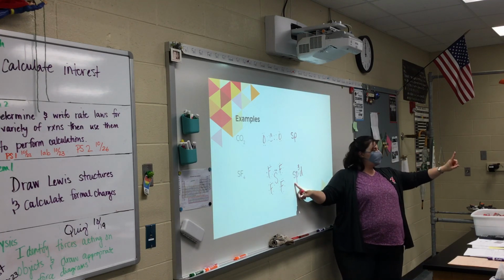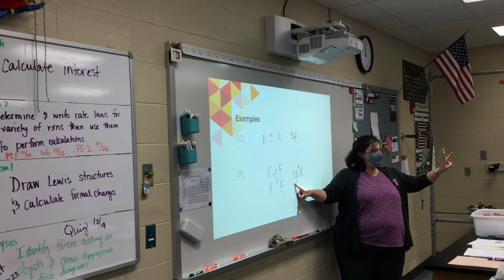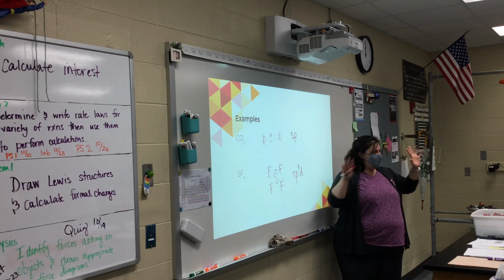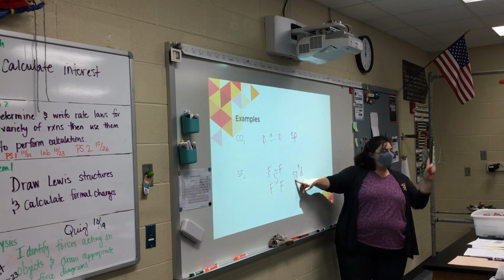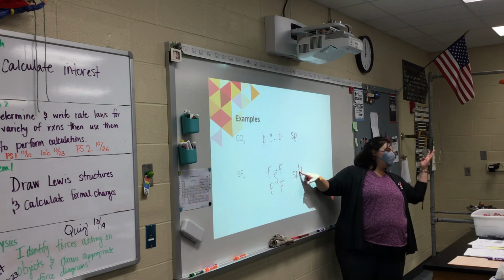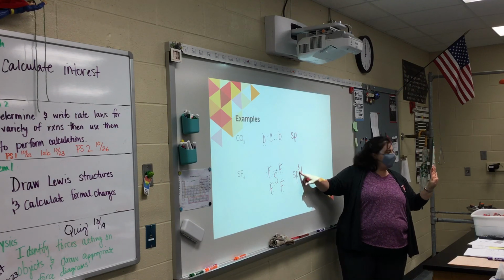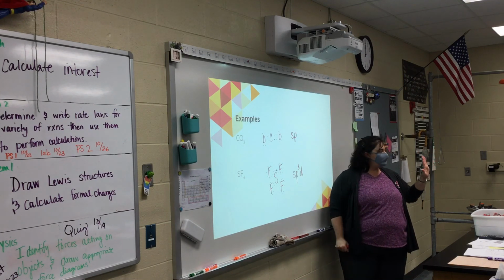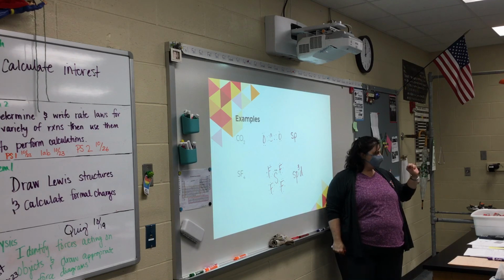There's 1 s orbital, 3 p orbitals, 5 d orbitals, 7 f orbitals. Do you remember that? So we've got 1 from the s, all 3 p orbitals. That gives us 4, and we need 1 more. So we have to add in the d. Do you see that?